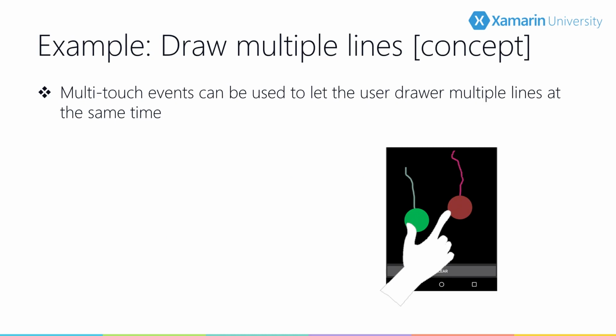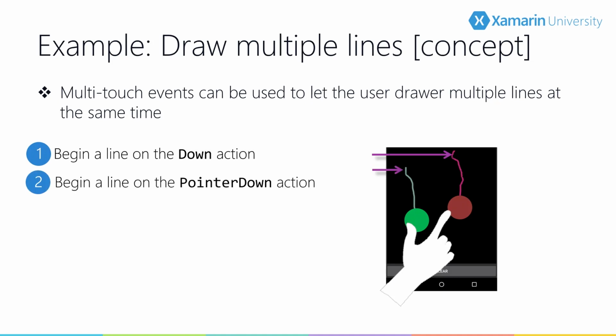Now, multi-touch events would be useful in a drawing app. You could let the user draw several lines simultaneously. When the first finger contacts the screen, you need to start a new line. When each additional finger contacts the screen, you need to start a new line for each of them too. Notice that this means you'll need to handle both the down and the pointer down actions.